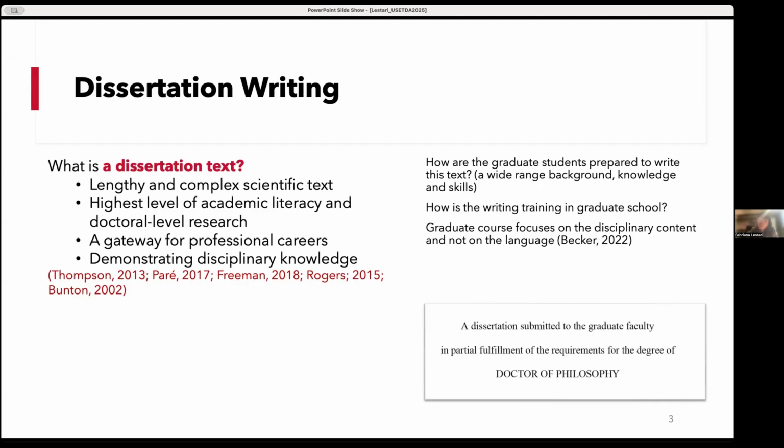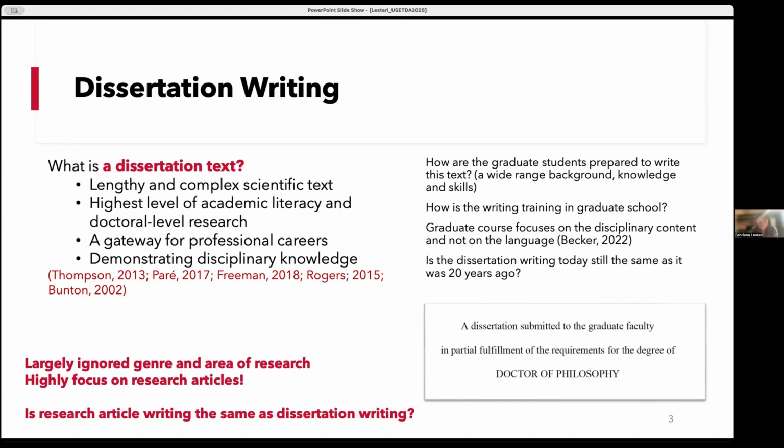So some studies that look at the graduate student writing found that the graduate level courses typically focus on just the disciplinary content, but not on the language. And so the next question is, is dissertation writing today also still the same as it was 20 years ago? And the reason for me to highlight 20 years ago, because most of the studies about dissertation writing, especially in the linguistics field, were conducted 20 years ago.